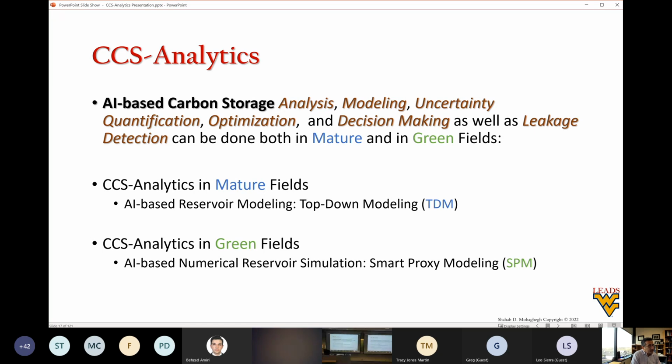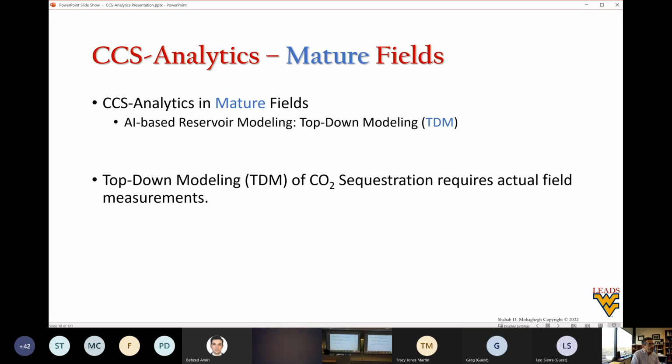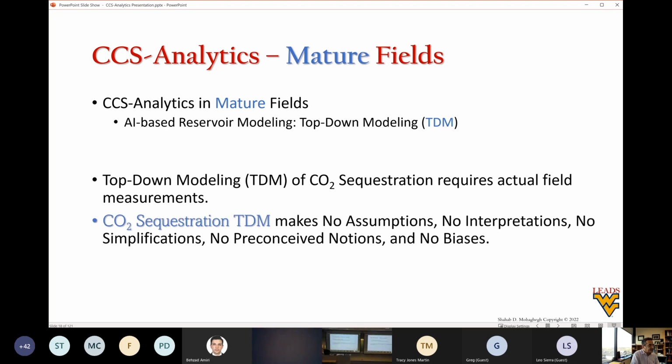And when it's used for green fields, then what we have to use is not top-down modeling. It's a different application of AI and machine learning. And it is AI-based numerical reservoir simulation, which is called smart proxy modeling. So when it comes to the mature field, the top-down modeling, so TDM, or top-down modeling of CO2 sequestration storage, requires actual field measurements and a reasonable amount.